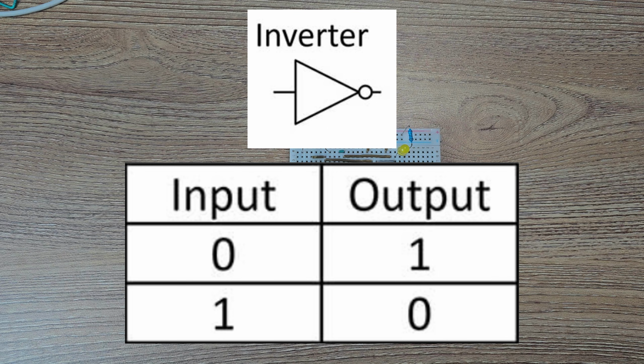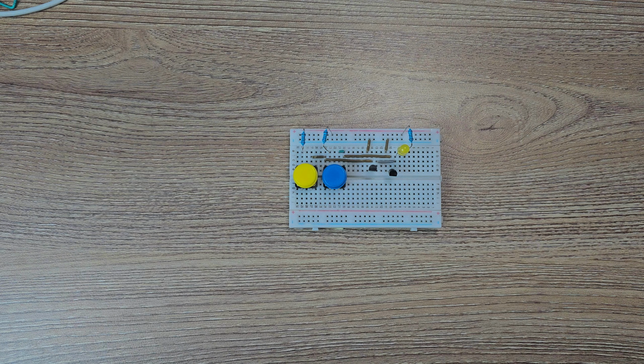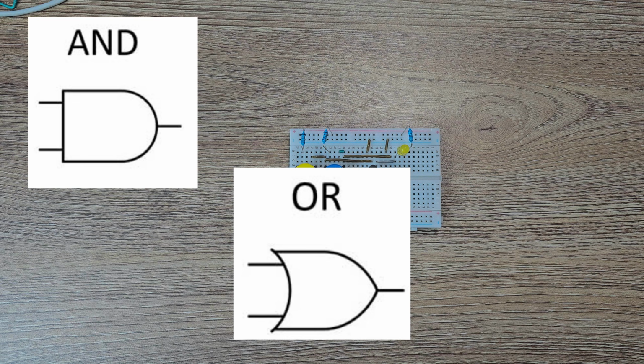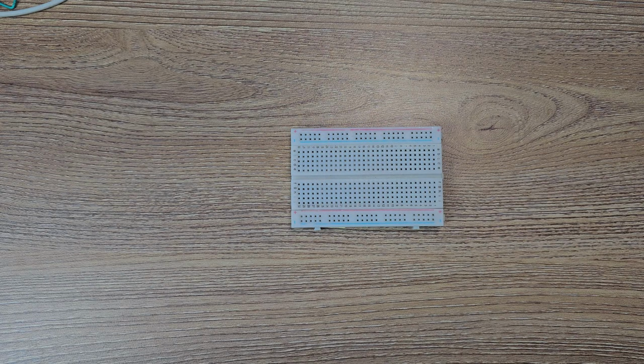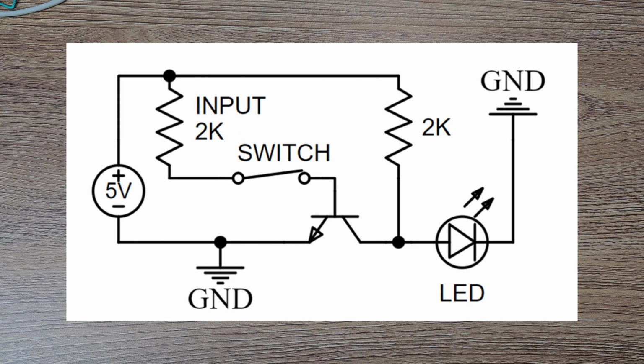Although it is more efficient to build other gates and circuits directly with transistors, it will be much easier to understand what is happening when we just use the simple AND, OR, and NOT gates. Anyway, let's build this. Pause now for the NOT gate circuit.